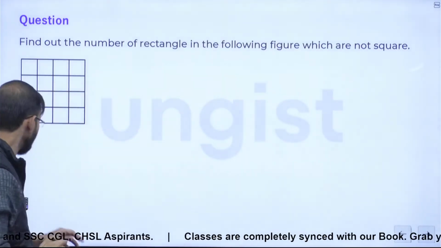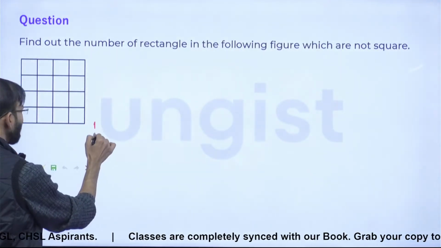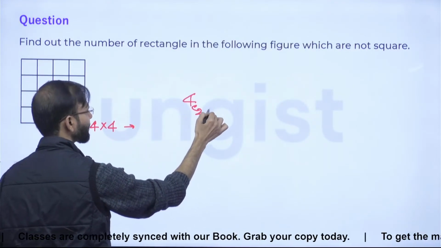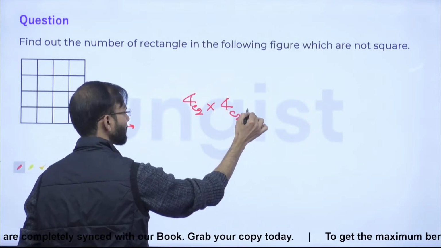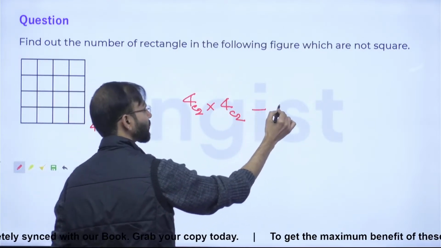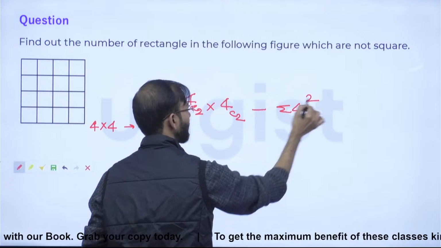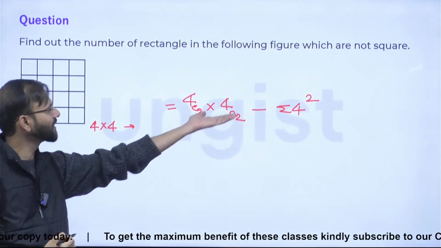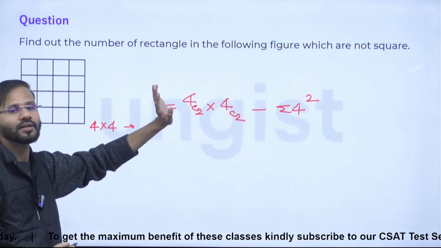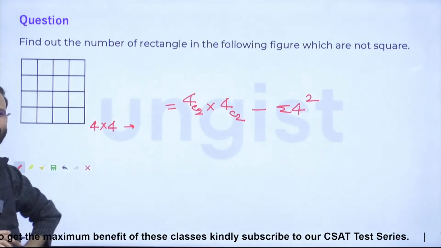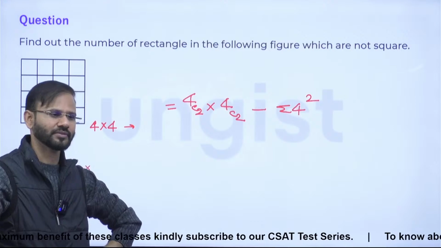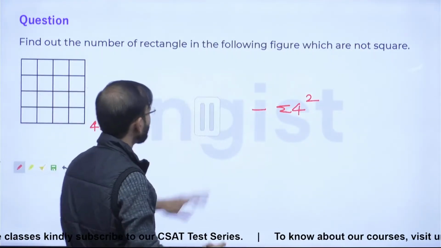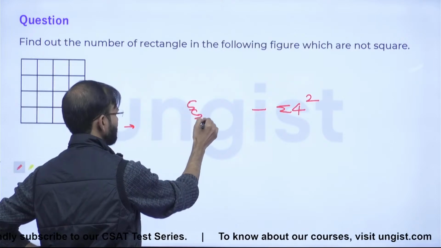So total number of rectangles will be what, guys? This is a 4 by 4 order square grid. So total number of rectangles would be 4c2 into 4c2, minus total number of squares, which will be sigma 4 square. यही होगा कि नहीं होगा? Total number of rectangles minus total number of squares. But just wait. मुझे ये बताइए, 4 lines will be intersecting 4 lines. 5. Right, everyone? So 4c2 is not the correct value. Here you need to write 5c2 into 5c2.